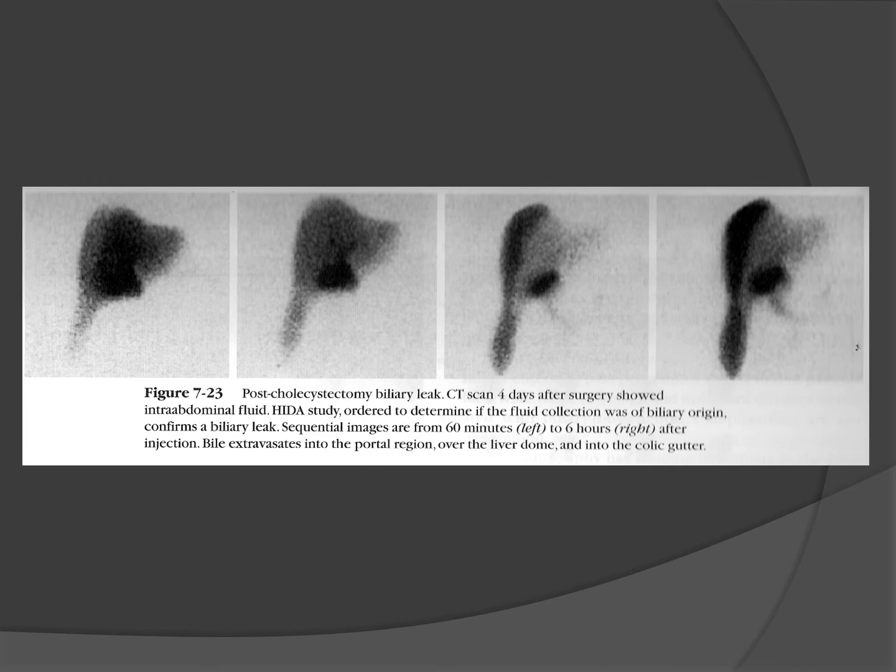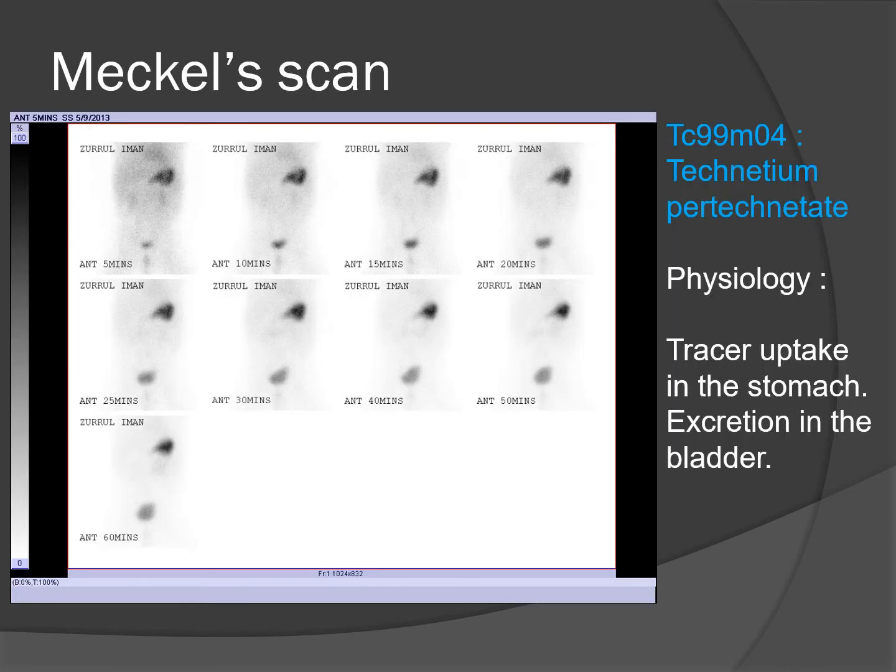Okay, this is another example, to assess a bile leak. Usually after an operation we put a T-tube, and then if there is a leak of bile, you will see the leaking of the bile inside the peritoneum. Okay, we go to Meckel scan.